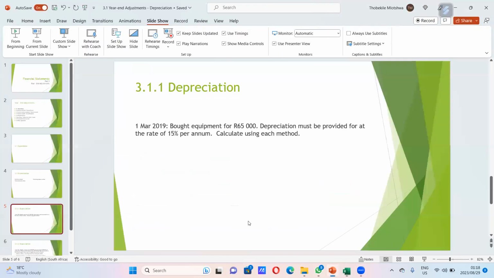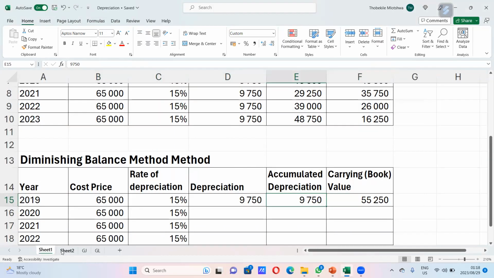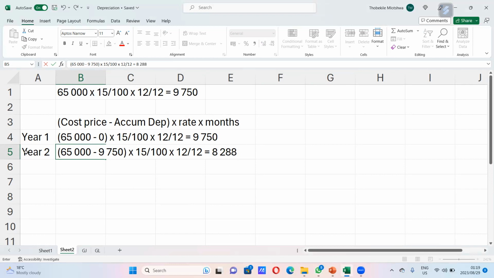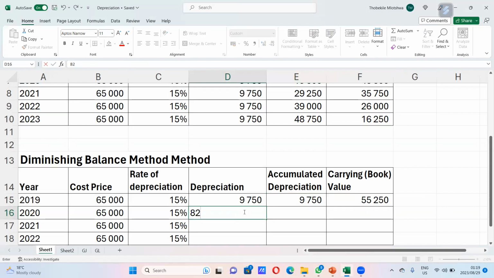Year two is going to be different. Year two will be 65,000 minus the accumulated depreciation, which is 9,750, times 15 over 100 times 12 over 12. That will give us 8,288. So depreciation for year two is going to be 8,288.